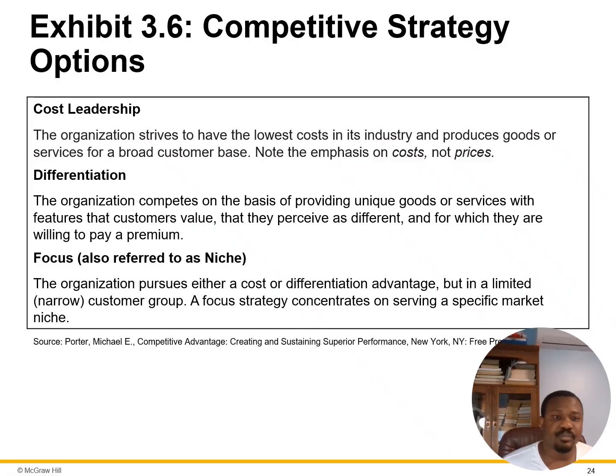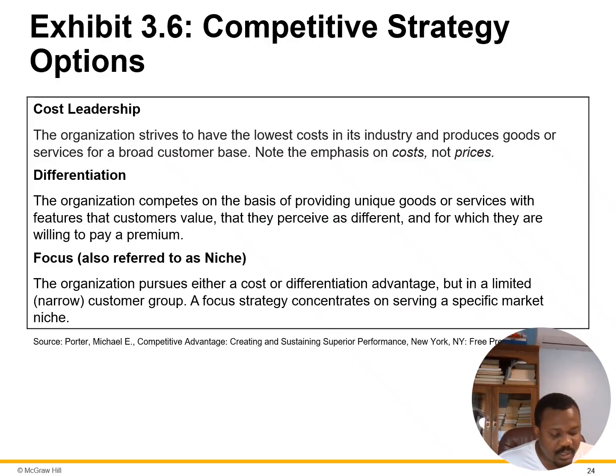And we say differentiation is when the organization competes on the basis of providing unique goods or services with features that customers value, that they perceive as different, and for which they are willing to pay a premium.